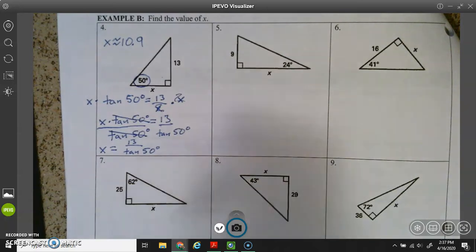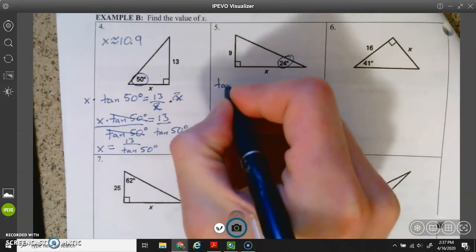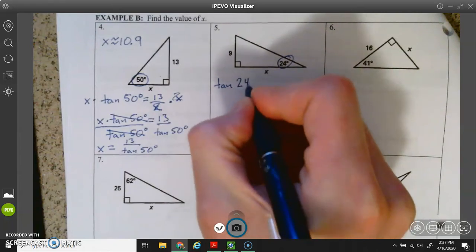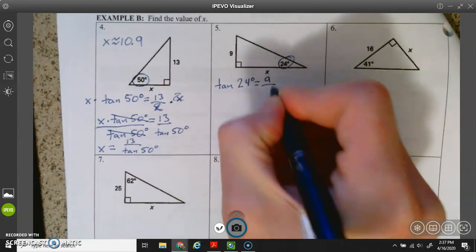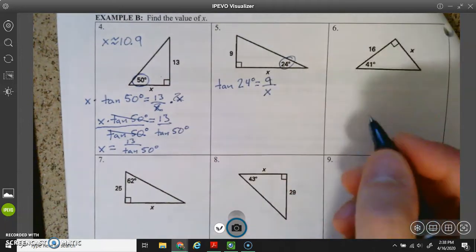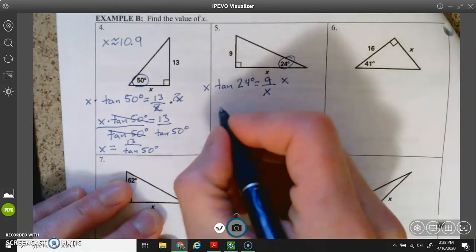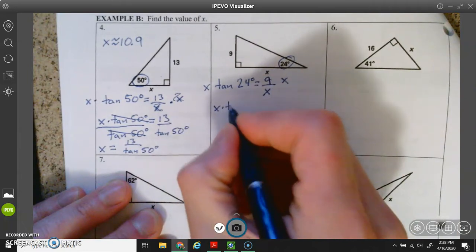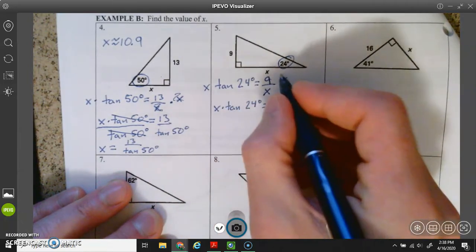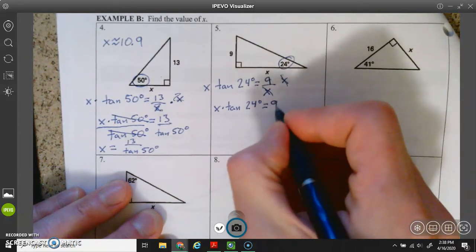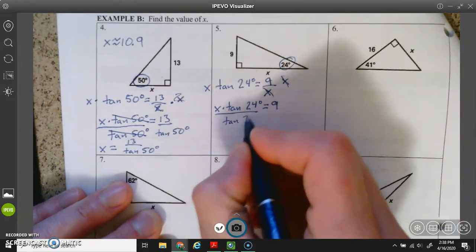Let's go ahead and do number 5. So again, this is my reference angle. I'm going to do tangent of 24 degrees is equal to opposite, which is 9, over x. Now to get x by itself, we're going to multiply by x on both sides. So I have x times tangent of 24 degrees is equal to, these cancel, so you're left with 9. Divide by tangent of 24 degrees on both sides.